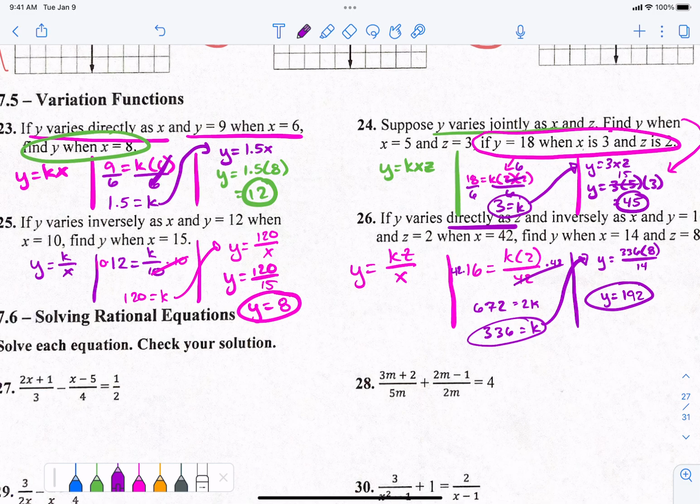Z. So Z goes on the top and X goes on the bottom. Oh, this is why. Ah, that's tricky. So, a couple tricky things. There it is. Okay? 26. The Z goes on the top and the X goes on the bottom. Good?